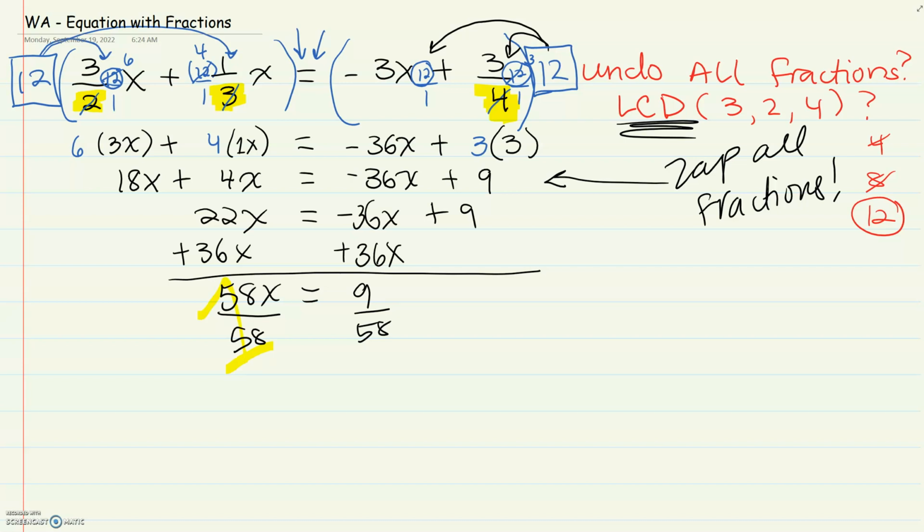A number divided by itself is 1, so I have 1 copy of x, which is really what I needed. 1 copy of x is equal to 9 over 58.